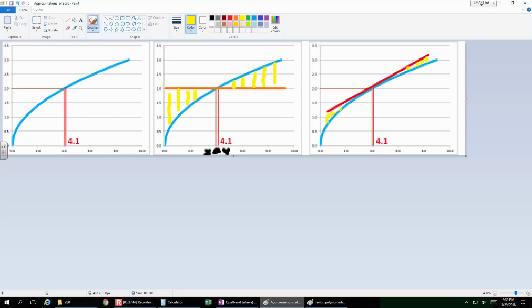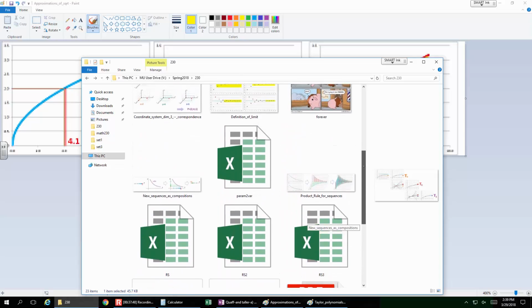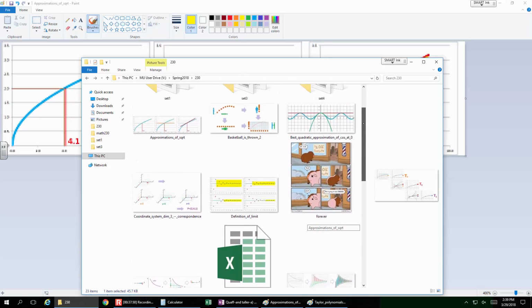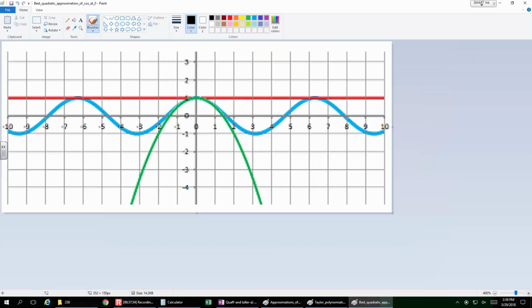No, just a minute. Here somewhere. Here it is. Okay, so the blue curve is a cosine. The red one is the constant approximation. This is our point of interest. Okay, where's the linear approximation?